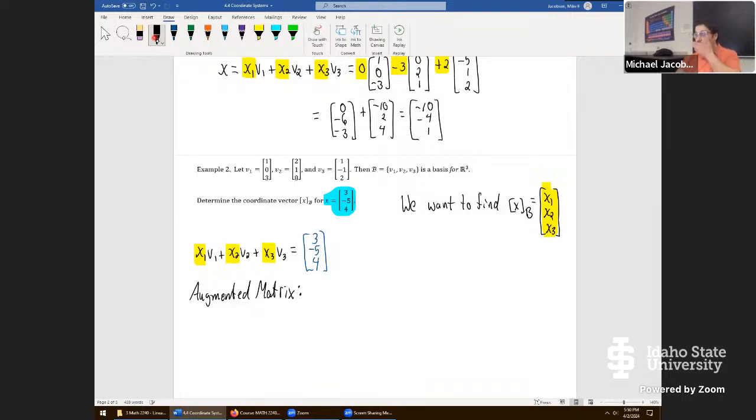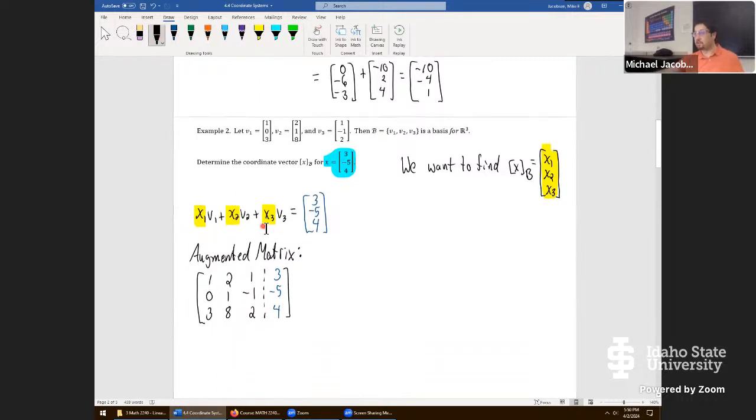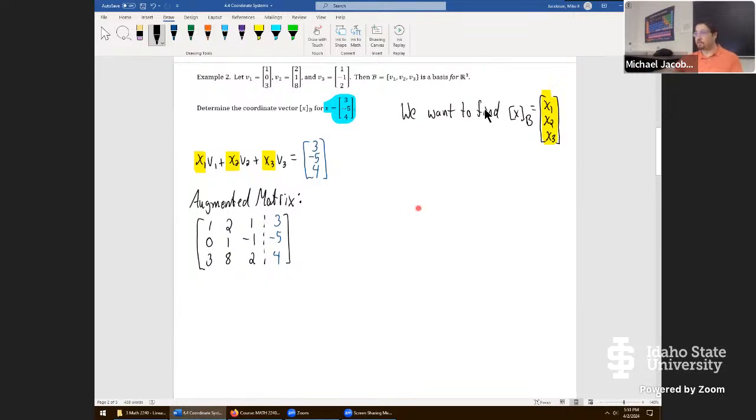For that vector equation, it will start with columns v1, v2, v3, and we drop the coefficients x1 through x3. So it's going to be 1, 0, 3, 2, 1, 8, 1, negative 1, 2, augmented with 3, negative 5, 4. And what we're solving for in this augmented matrix is the unknowns highlighted in yellow. So this would be essentially the first step in solving any problem like this one, the longer version.